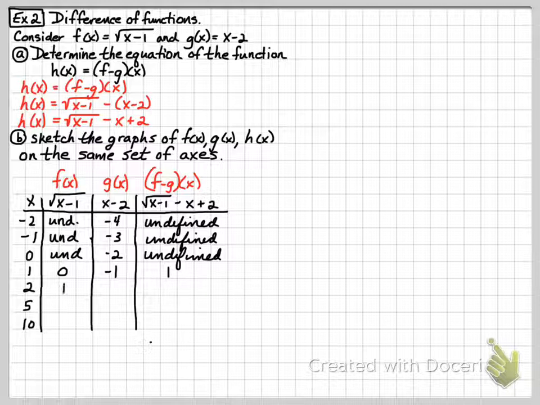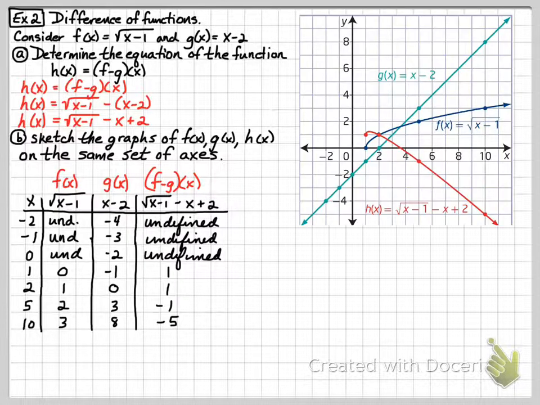Now I have 2. 2 minus 1 is 1. Root 1 is 1. 1 minus 0 is 0. For 5, I get root 4. Root 4 is 2, and 2 minus 3 is negative 1. And then when I have 10, the root of 10 minus 1 is root 9, which is 3. 10 minus 2 is 8. And 3 minus 8 is negative 5. Now I can plot some points.